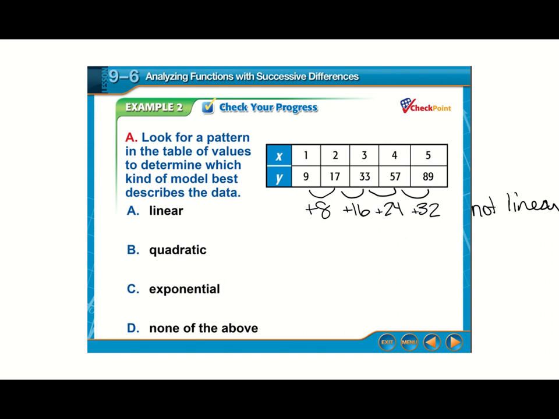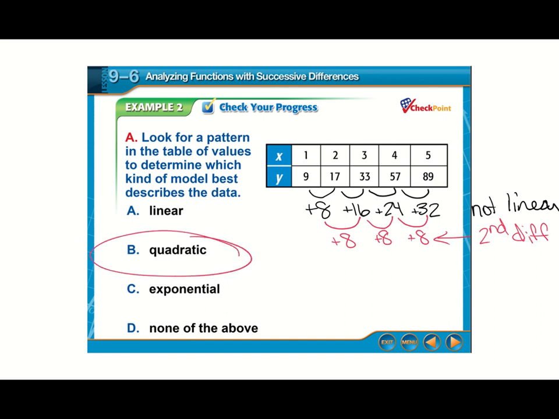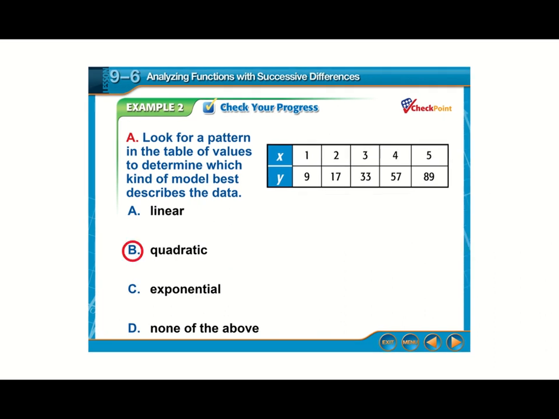So let's just check to see if it's quadratic. To check to see if it's quadratic, once you check the first differences, you check the second differences. So look at these numbers. 8 plus what gives you 16? You're adding 8. 16 plus 8 gives you 24. 24 plus 8 gives you 32. So since your second differences are all the same, you would say that this is quadratic. That is what makes it quadratic, when the second differences are the same. And there you have it, it's quadratic.